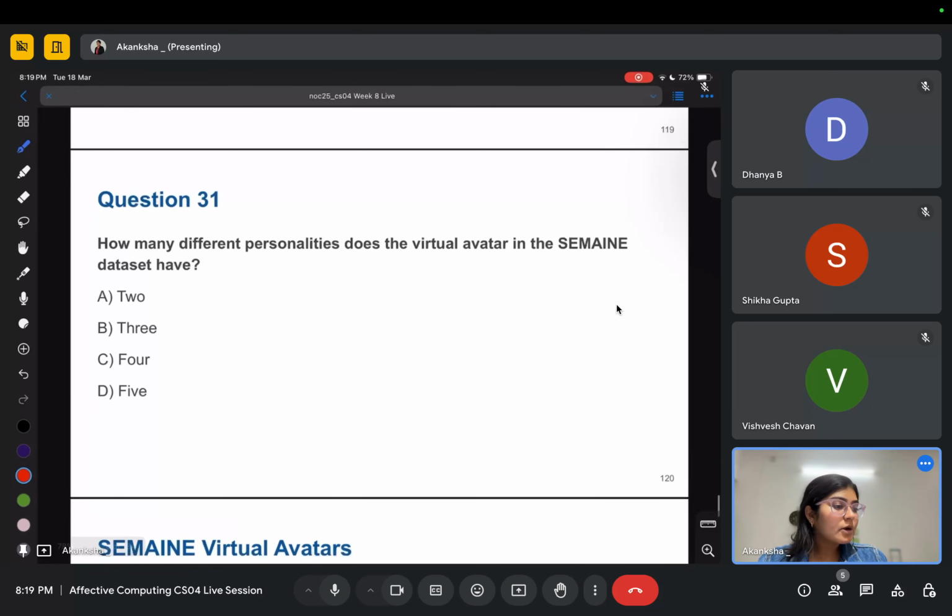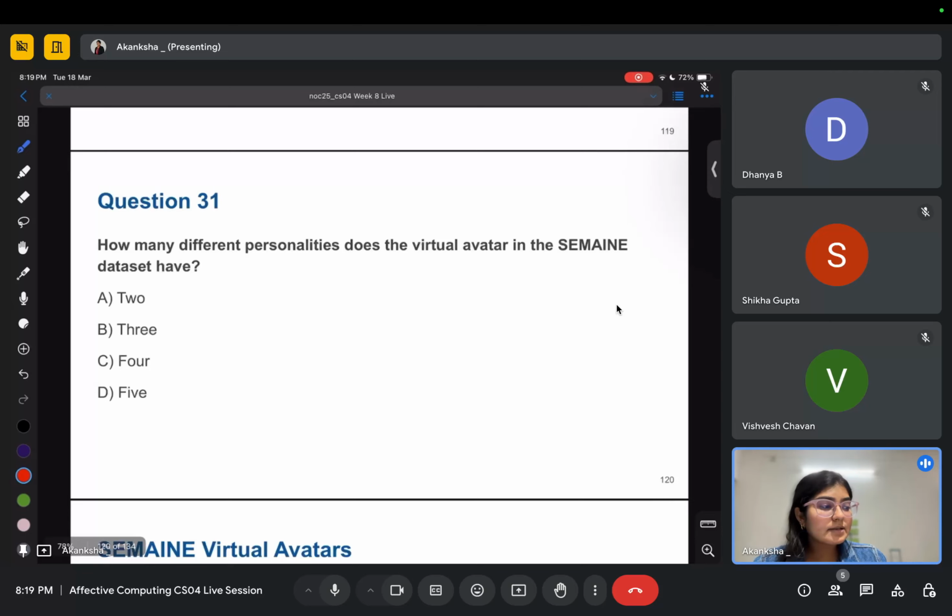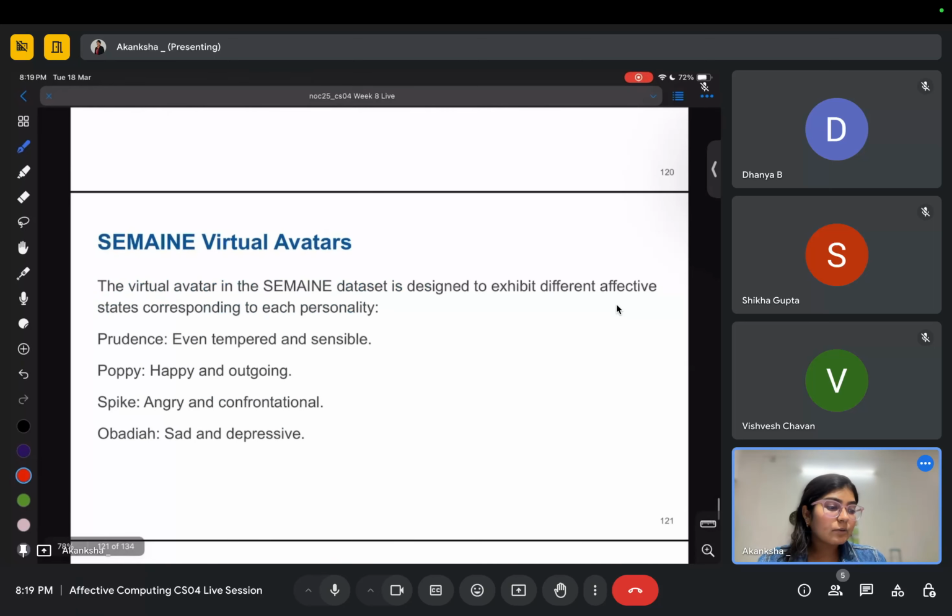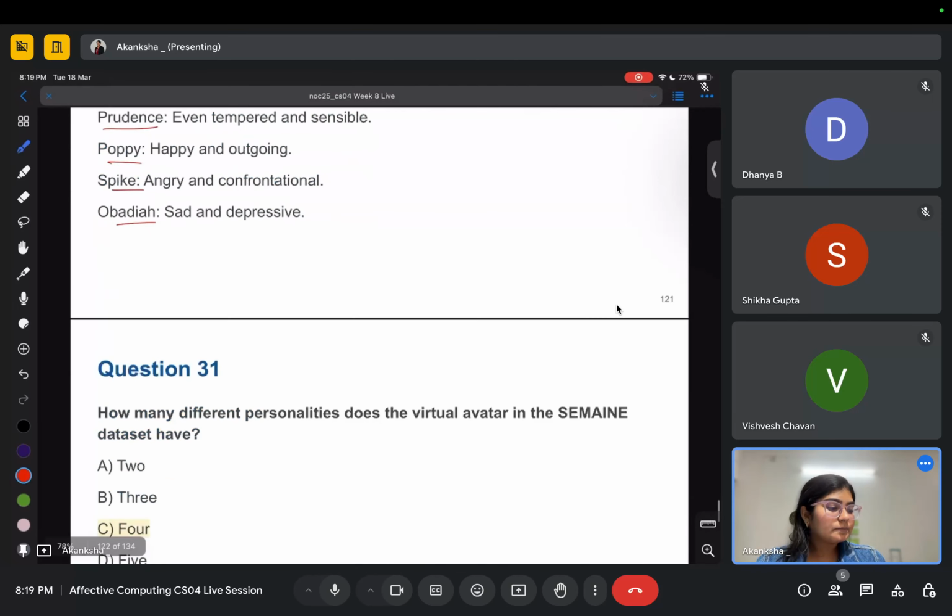Okay, how many different personalities does the virtual avatar have? We just saw there are four different personalities. One is Prudence, Poppy, Spike, Obadia. This is just a factual question, and every virtual avatar has different characteristics, different behavior. Okay, so there are four.